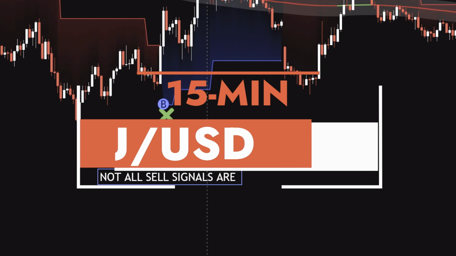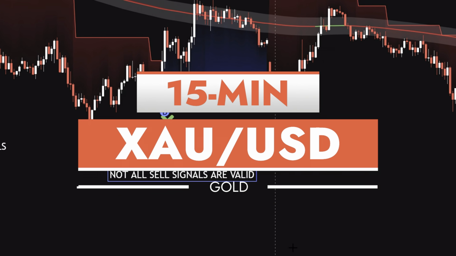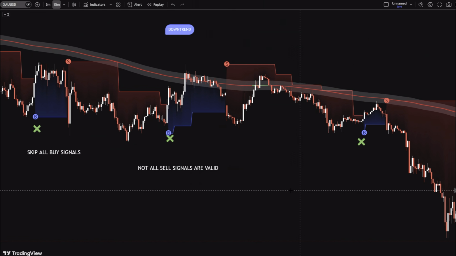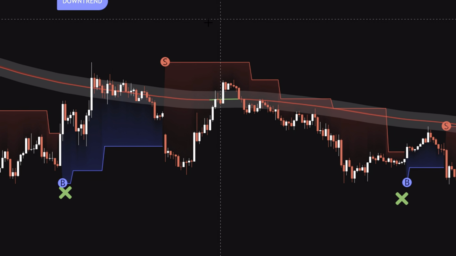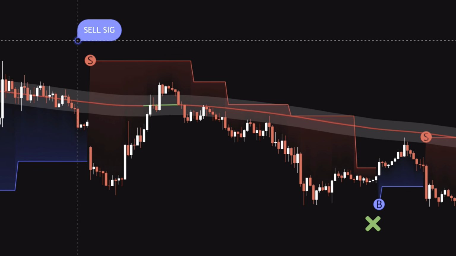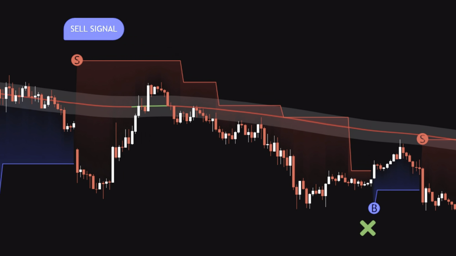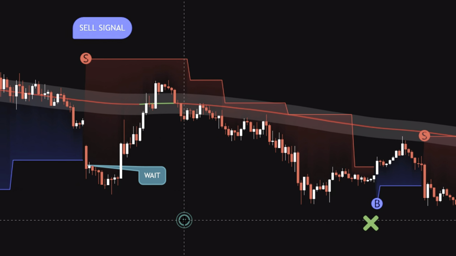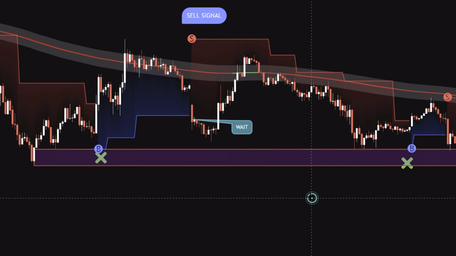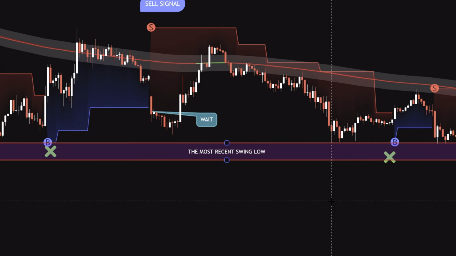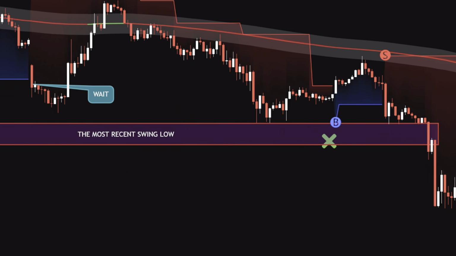Let's say you're on a gold 15-minute chart. Price is below the trend line. The trend is down. A sell signal appears. You don't take it. You wait. You mark the most recent swing low. That's your support zone. Now you watch. If price breaks that support, that's your confirmation.